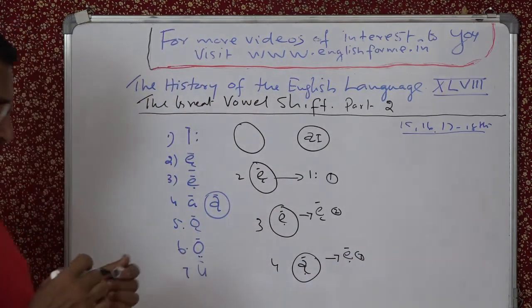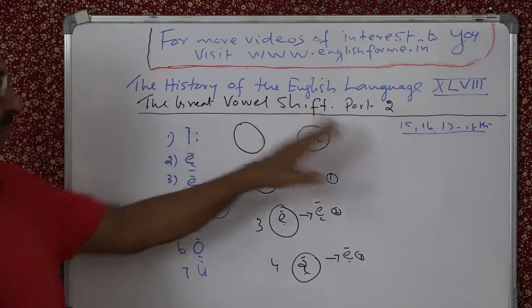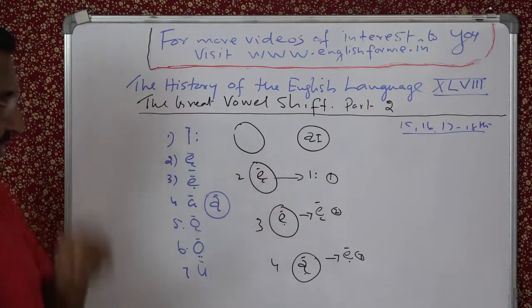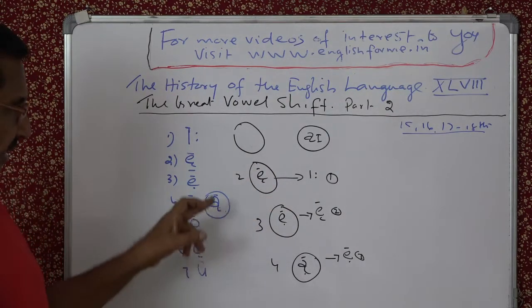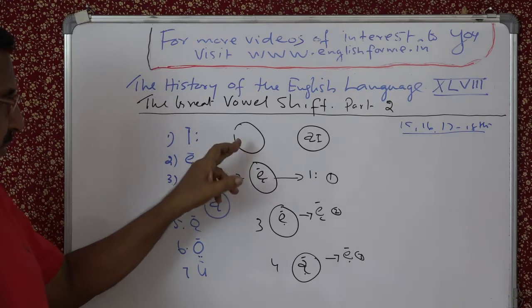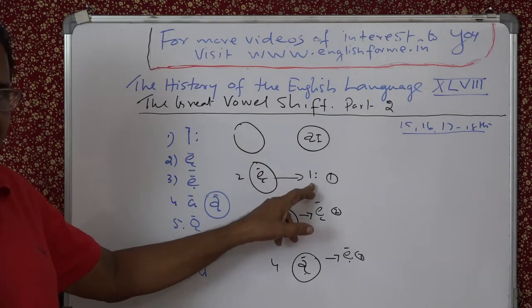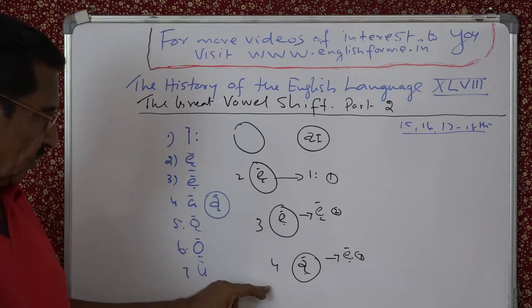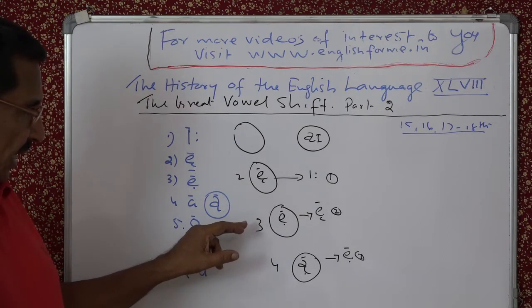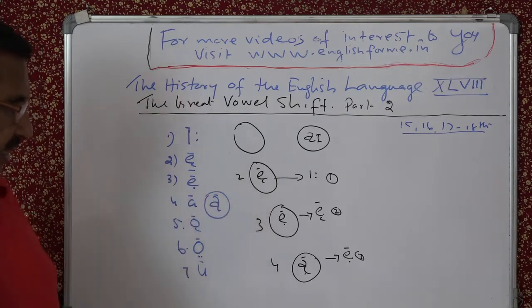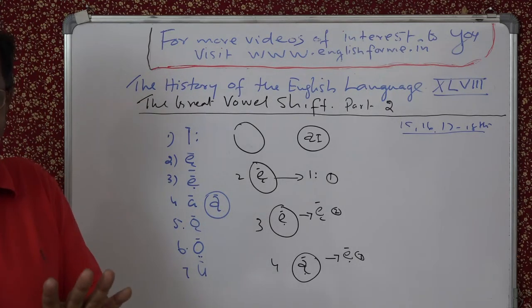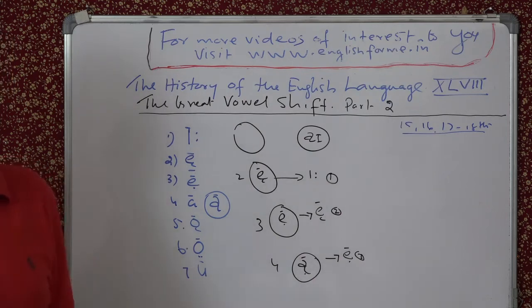Did you see that? First one became a diphthong. Gone. It is not here. So what happened is, second took the position of the first, that is E. Third took the position of 2. Fourth took the position of 3. Now what happened to 4? That we will see later. How will you show this?